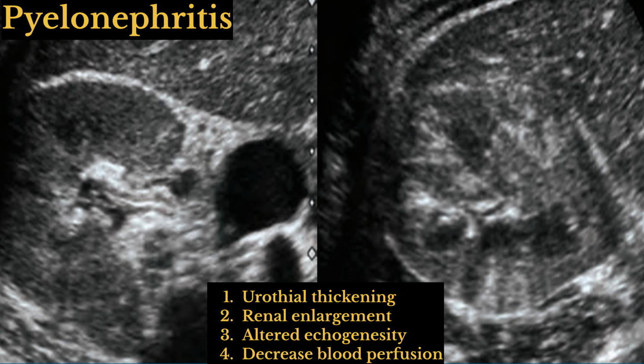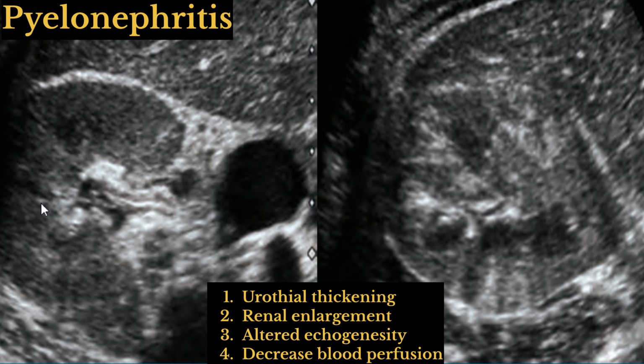Sonographic findings of pyelonephritis include urothelial thickening due to the involvement of the collecting system, and this urothelial thickening is a reliable sign of infection. Pyelonephritis also shows renal enlargement greater than 12 centimeters, and it also causes altered echogenicity of the renal parenchyma. It produces areas of both increased or decreased echogenicity, which may be isolated or multifocal and produce a patchy appearance to the renal cortex, and it is associated with vasoconstriction that causes decreased perfusion. Now we are going to discuss pyelonephritis in different patients.